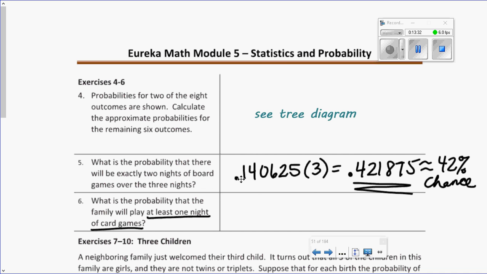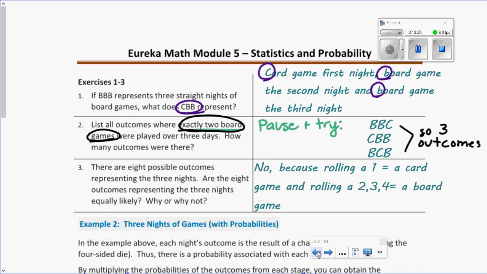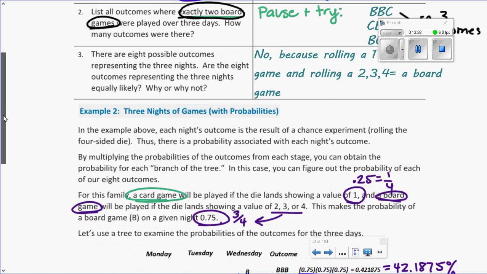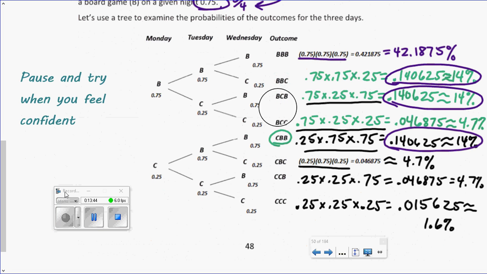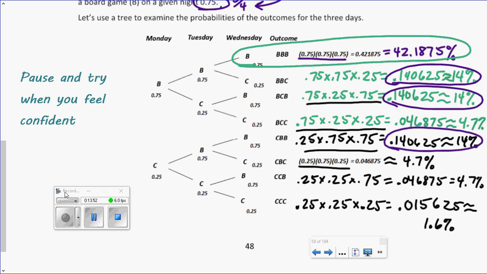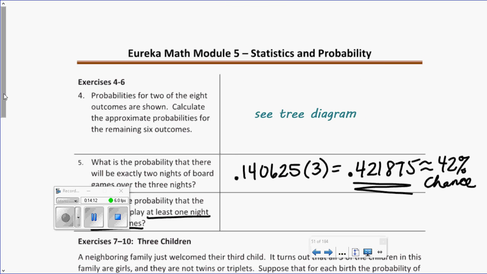So what is the probability that they will play at least 1 night of card games? At least 1 night of card games. If you go back, you can see here that in our tree diagram, there's only one option that doesn't have at least one C in it. And where is that option? It's right here. This is the only one that doesn't have at least 1 night of card games. So instead of adding up all these, which you could do, I could take this number and subtract it from 100% or 1.0. I'm going to do that. I definitely think that's a lot easier.